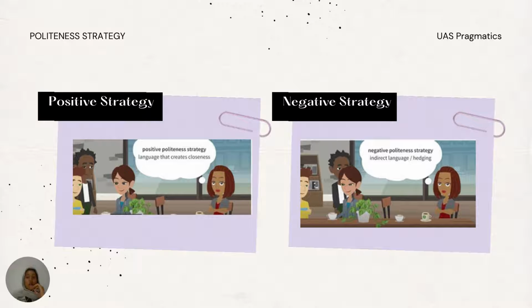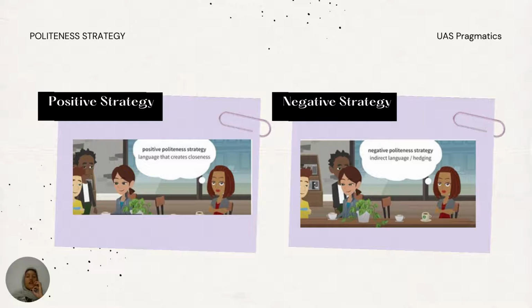And the positive politeness strategy, she wants to appeal to Tom's face. She wants to make him feel appreciated and show him that he is a valued friend or group member. So Tina chooses language that creates closeness.